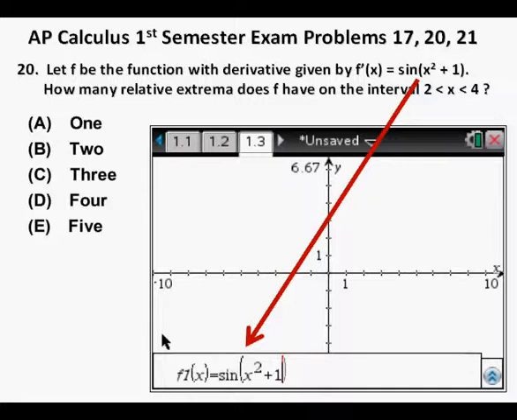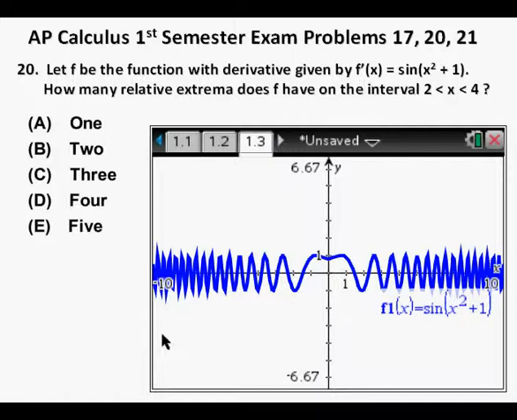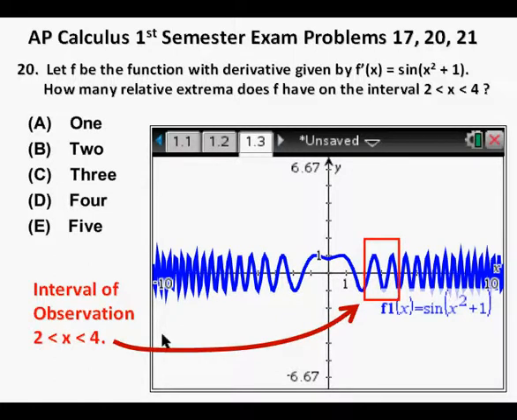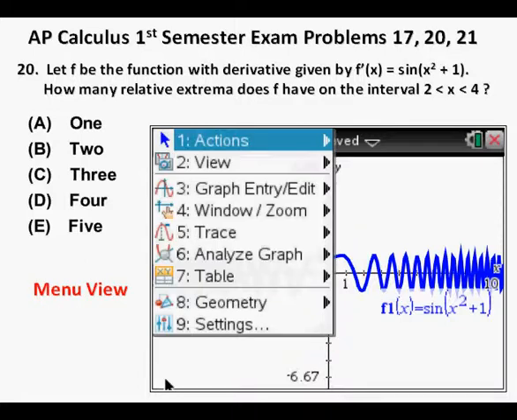Here's f prime of x entered in our function editor, and when we press enter, this is what it looks like. We need to examine the interval here between 2 and 4, and it's pretty crowded. We can't see it very well in this viewing dimension, so we're going to change that. We'll change the window to see what's going on a lot better.